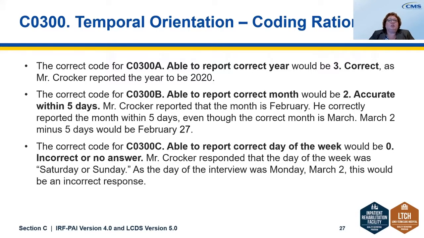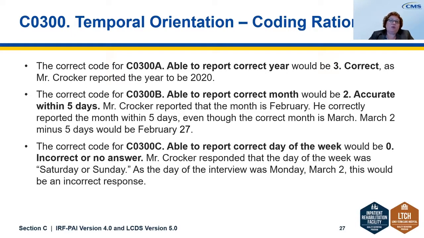The correct code for C0300A, able to report correct year, would be 3, correct, as Mr. Crocker reported the year to be 2020. The correct code for C0300B, able to report the correct month, would be 2, accurate within 5 days. Mr. Crocker reported that the month is February. He correctly reported the month within 5 days, even though the correct month is March. March 2nd minus 5 days would indeed be February 27th. So that's why that answer would be correct.